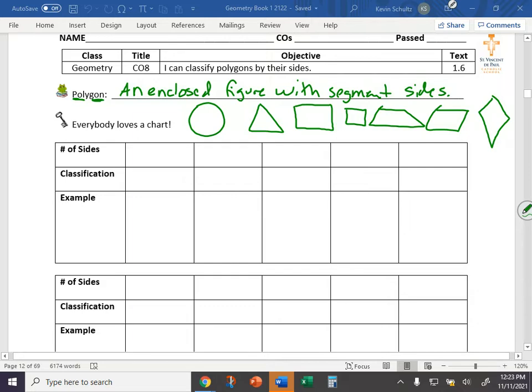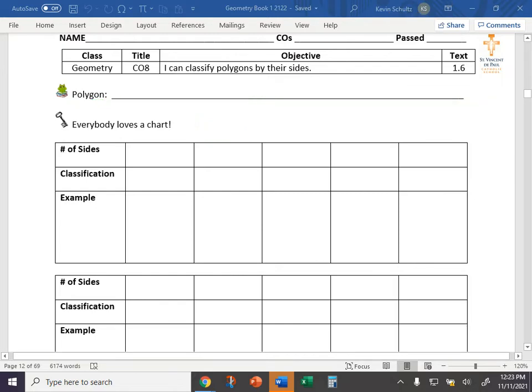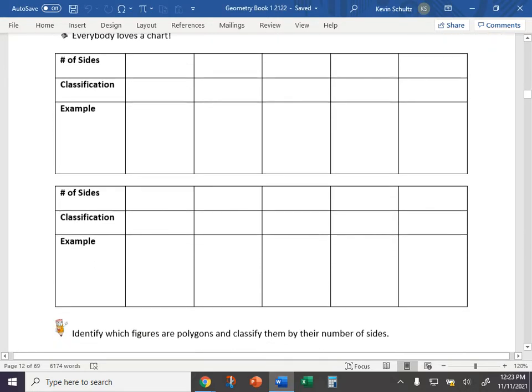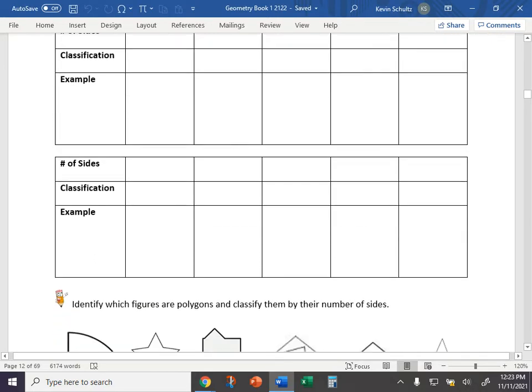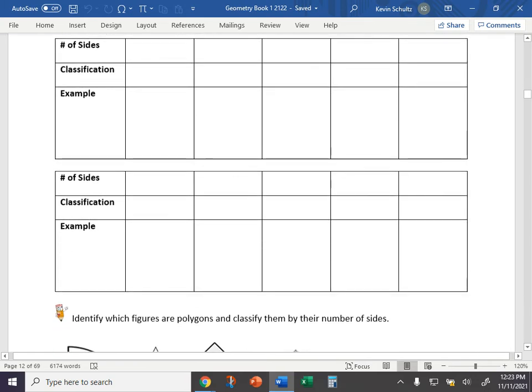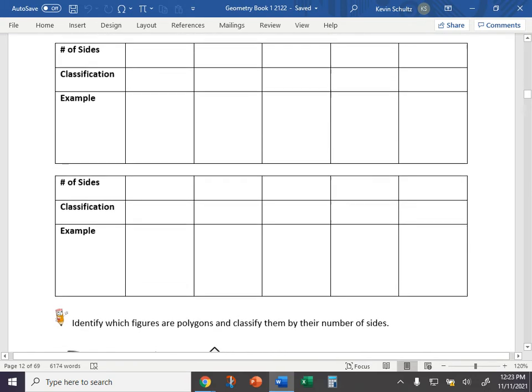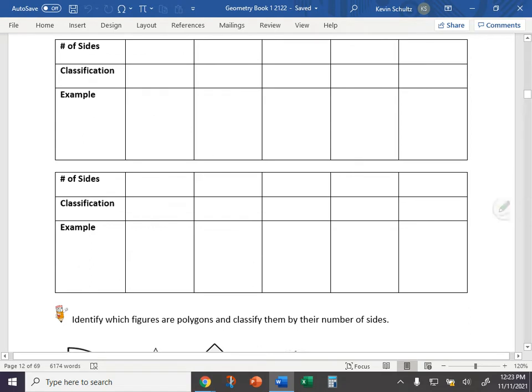a polygon: an enclosed figure with segment sides. So what we're going to do today is classify polygons based on their number of sides. This is a key point. Therefore, it can and should go on a help sheet, because even if you feel like you know all of these names, it's better to have the chart and not need it than need the chart but not have it. So it's worth putting down.